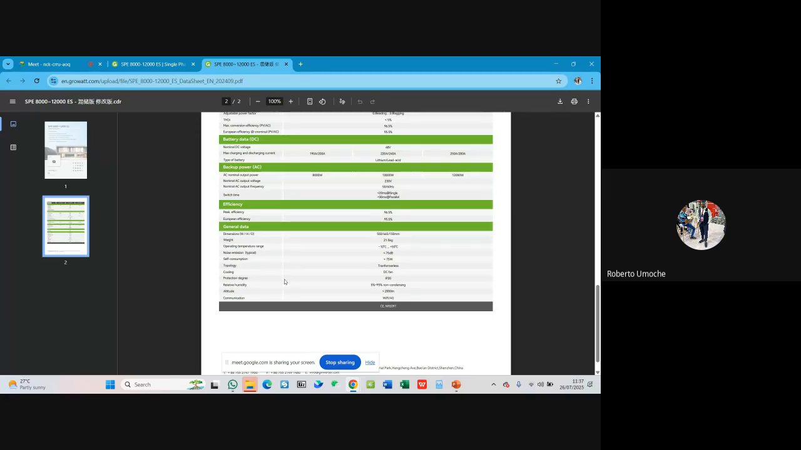It has the same IP protection as the ones I explained earlier. IP20 is meant to be installed in an enclosed place that is well ventilated, not prone to direct sunlight, and not prone to rain or any liquid dropping on it.